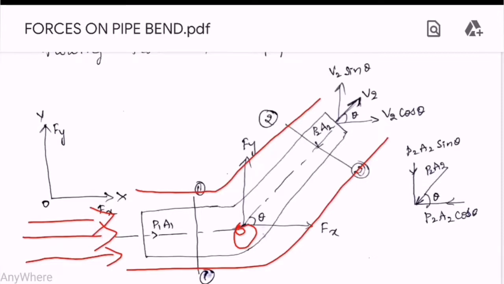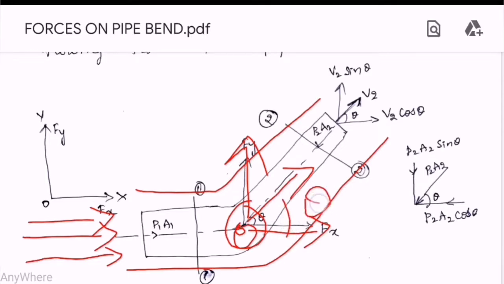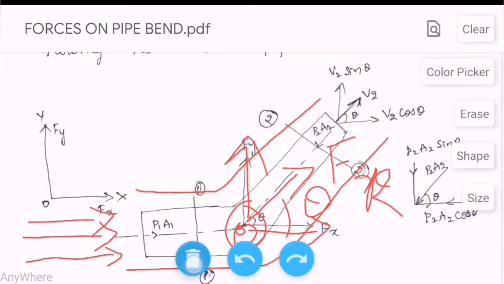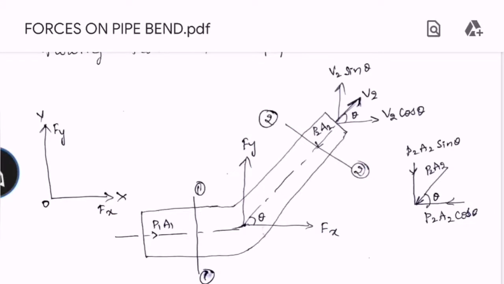So at this bent point O, there is a force along the x direction and a force along the y direction. That resultant force will be along another direction, making some angle theta or phi with x or y. That resultant force is nothing but the force exerted by the flowing fluid on the bent pipe. That concept we are going to discuss in this video. So let me explain point to point.